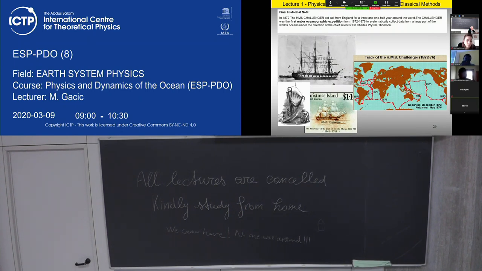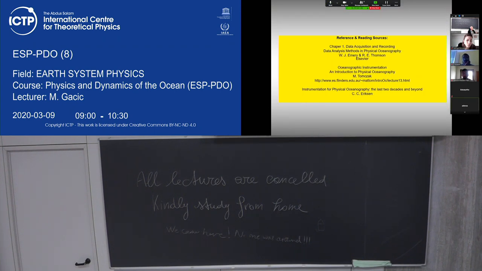So this is going back to what you have seen before. These are the paths of the ship, and you see why it took us 5 years, because the ship had to stop every certain amount of time and make these measurements with the Niskin bottles, with the reversing thermometer, in order to get the vertical distribution of temperature and salinity. These are the reference and reading materials for those who want to go into more details with this.